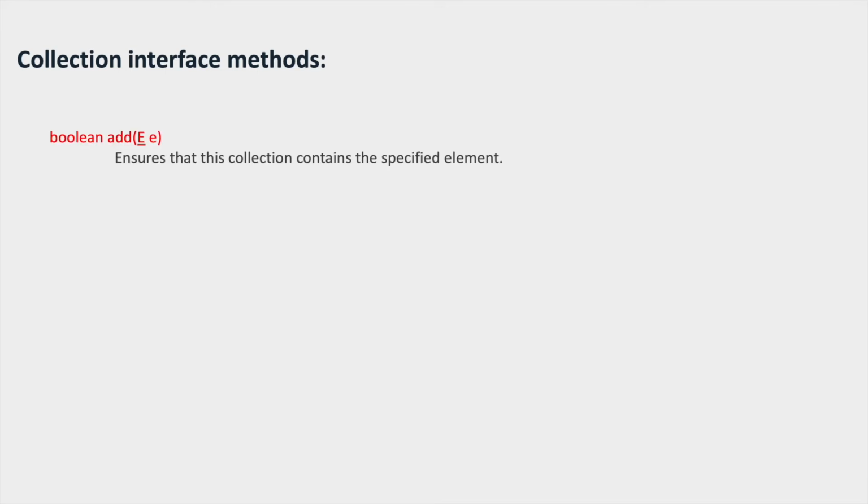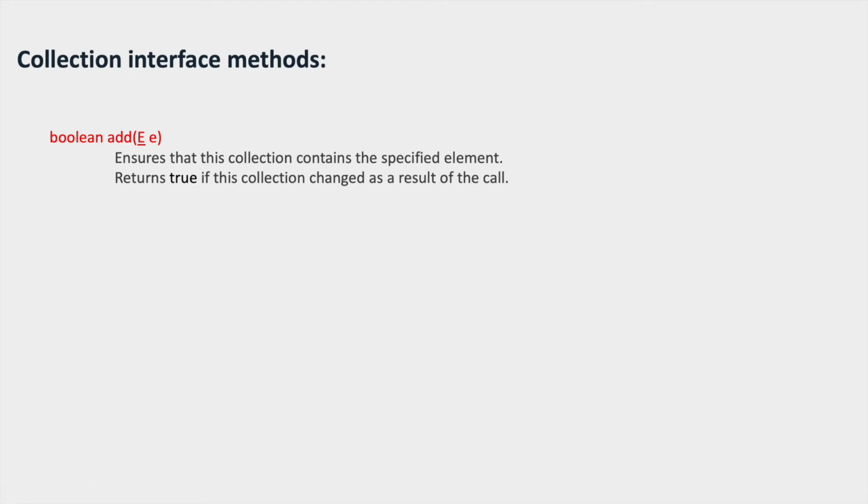The add method. If you want to add any element or object to the collection object, we will use the add method. This is of type boolean. The add method ensures that this collection contains the specified element. Whatever element we provide in the add method, it ensures that it will be available in the collection. The add method returns true if the collection changed as the result of this call.